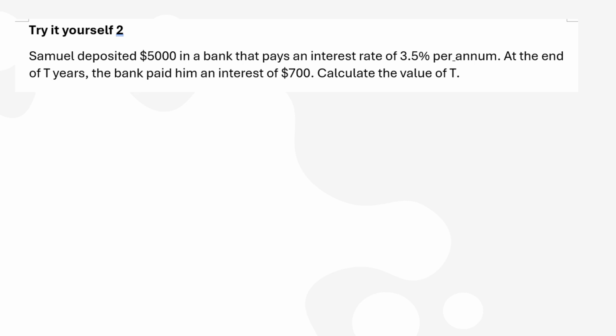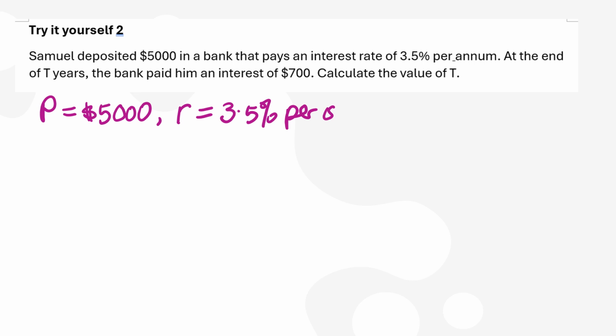So regardless of T unknown, P unknown, rate unknown, the way to do it is still the same. So what do you mean by the same? You just write down all the information that's given to you. Here, 5,000 represents the principal sum. The rate is 3.5% per annum. T is the unknown value, so just let it be T.